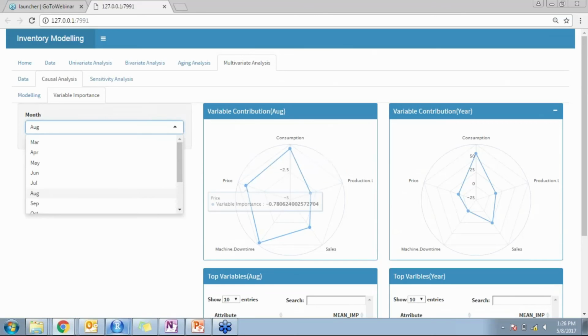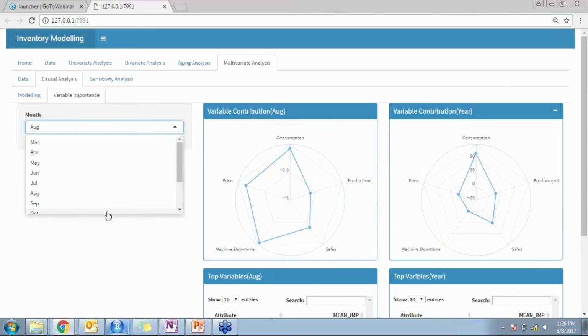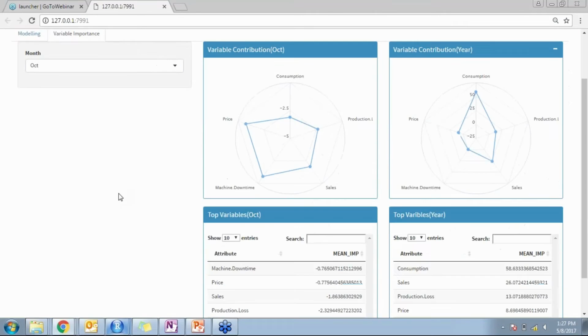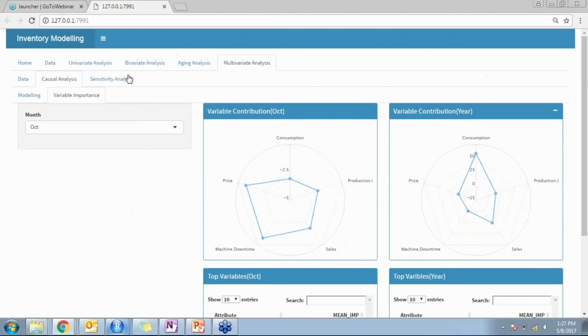As you can observe here, in the month of August, we see price has a lot of importance, as well as machine downtime and consumption. But when you go to October, price and machine downtime still have more importance, however the importance of consumption has reduced. This is very important in making strategic decisions for a particular time period. The planner, for planning and machine management purposes, can plan in advance which factor contributes, and focus on that to reduce the total stockpiling in that particular period.